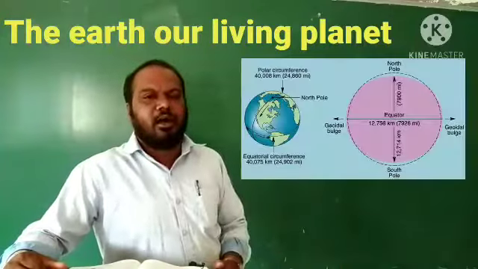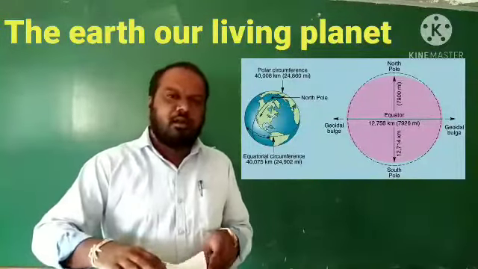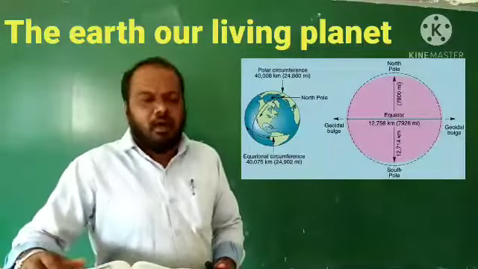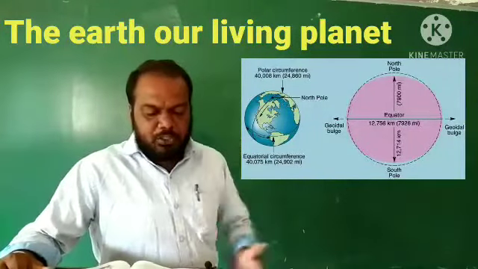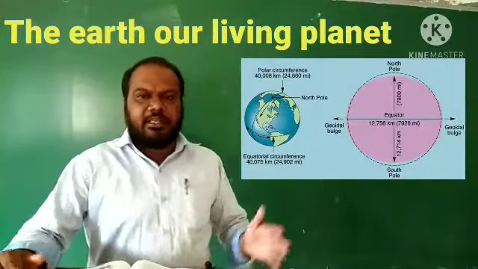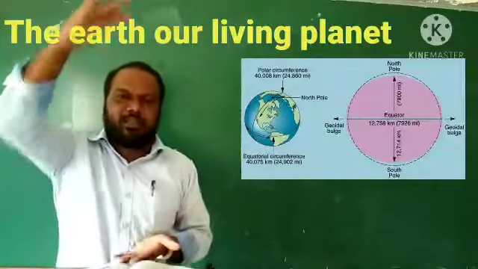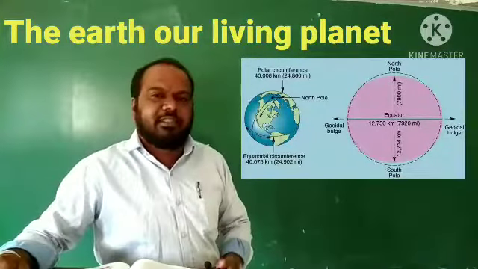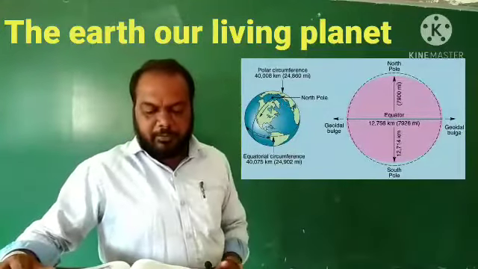The Earth's shape is often called the geoid shape. Why is it called the geoid shape? It's very simple. The Earth is flattened at the poles and bulges at the equator. Here at the equator we can see it bulges. The North Pole and South Pole are flattened. That's why the shape is called the geoid shape.